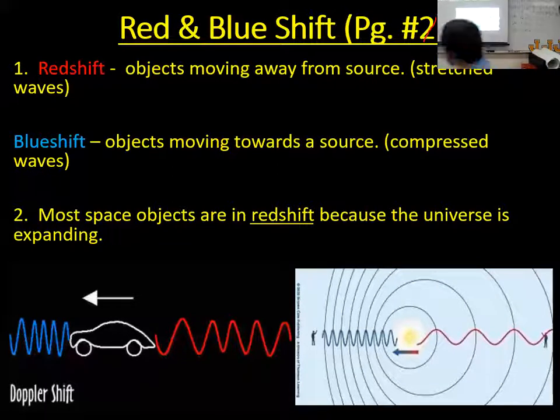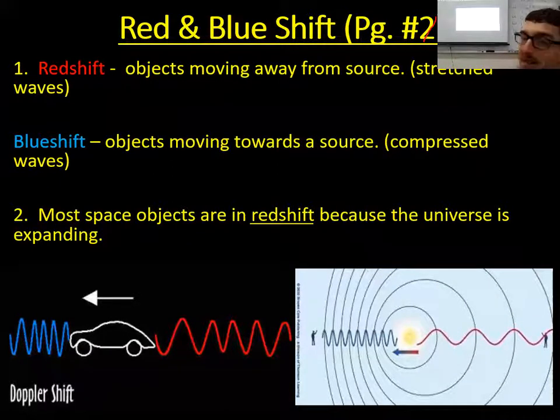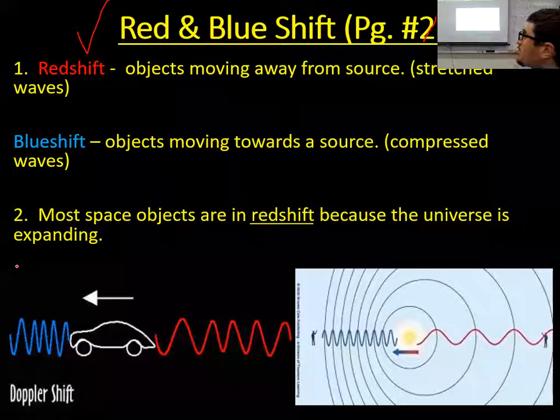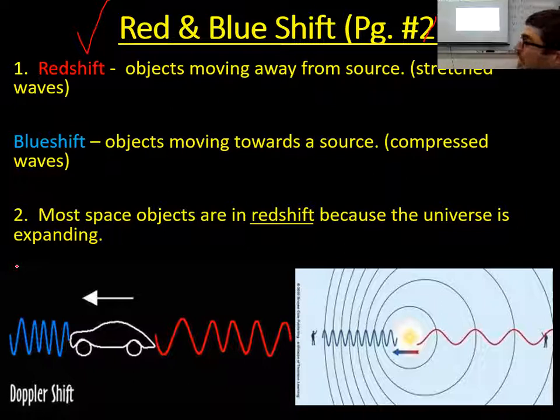So in redshift, objects move away and the waves get stretched, as you can see here in this image below. And in blue shift, it's just the opposite. Again, make sure to write this down on page 3, guys. Blue shift is when objects are moving towards a source, and the waves get compressed. They get kind of pressed together. So again, object moving towards, blue shift; object moving away, redshift.